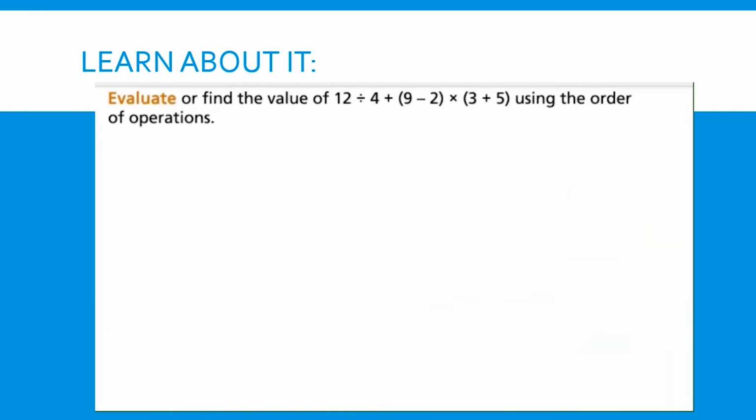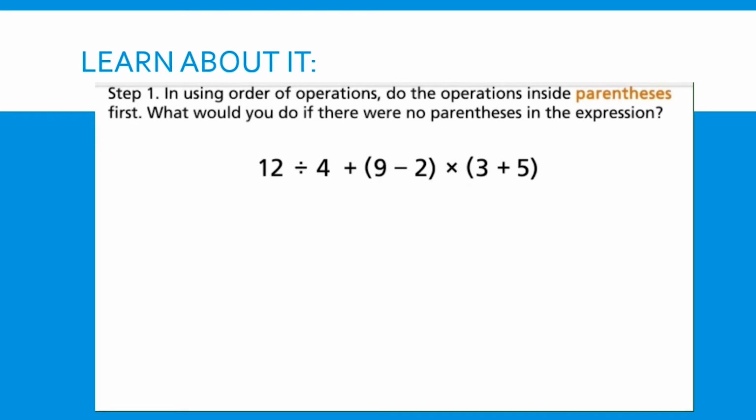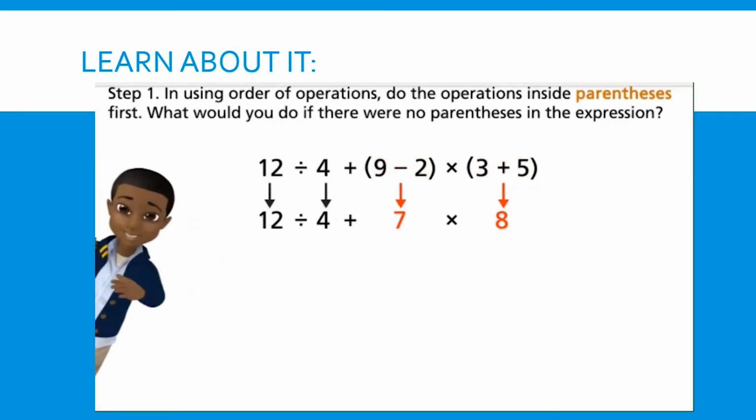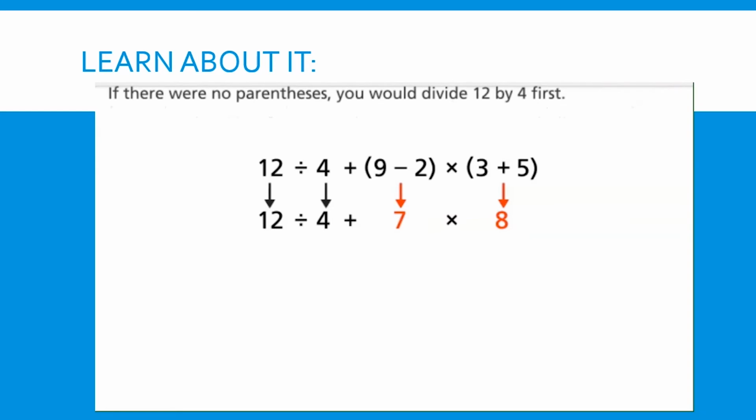Evaluate, or find the value of, 12 divided by 4 plus the quantity 9 minus 2 times the quantity 3 plus 5 using the order of operations. Step 1. In using order of operations, do the operations inside parentheses first. Remember to rewrite the calculations that still need to be done. What would you do if there were no parentheses in the expression? If there were no parentheses, you would divide 12 by 4 first.